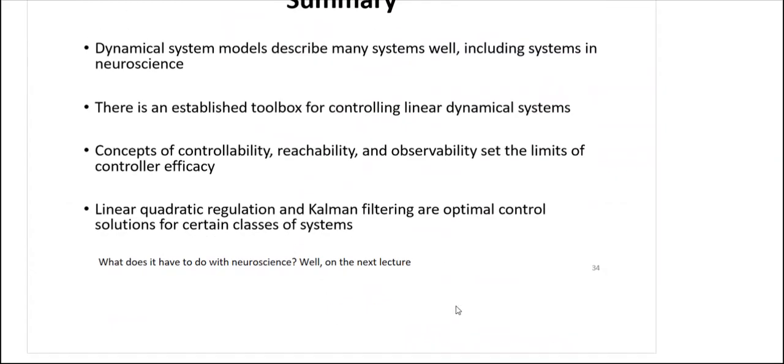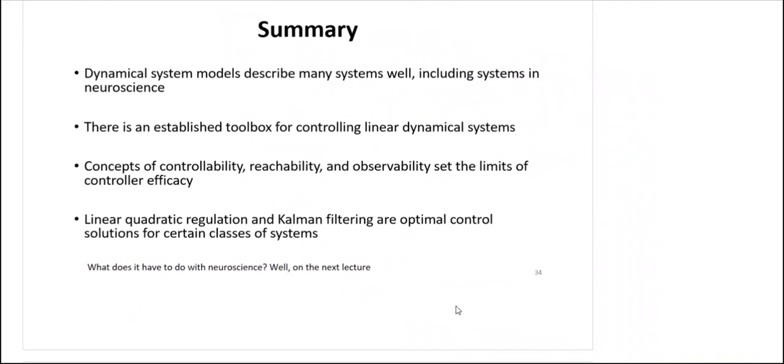How does this dynamic system relate to neuroscience? Well, we'll talk about it in the next lecture.